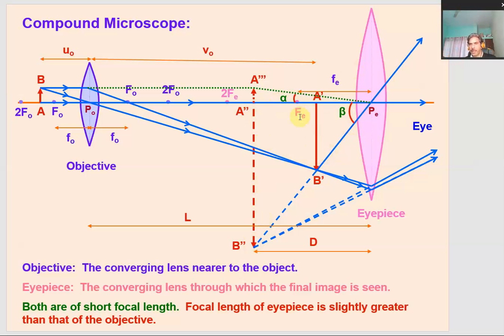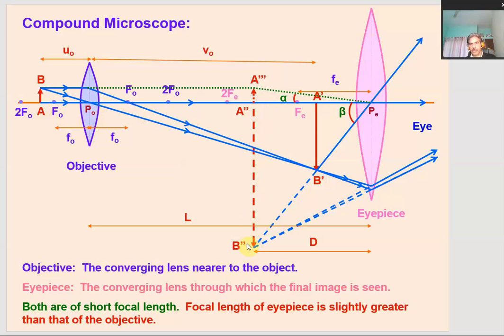So whenever we adjust the distance of this object lens from the object such that the image is formed within the focus of this eye lens, then the final image will be formed at the least distance of distinct vision, and this will be called A double dash B double dash. So this is the final image.